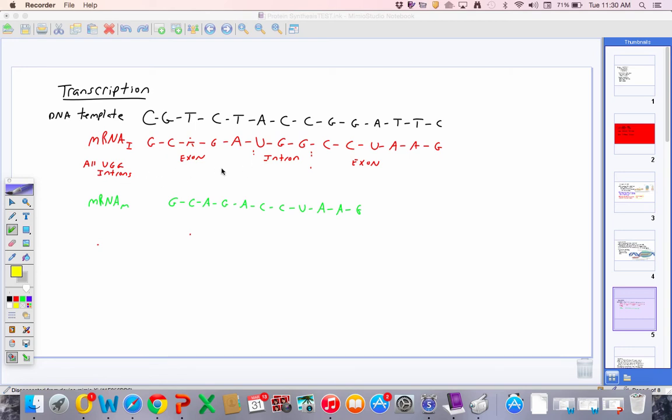And for our purposes, and I'm making this up, we're going to say that all UGG sections are the introns. So there's a UGG, and that's it. So that's our only intron. So that's going to be removed. We're going to take that out. And what's left over are the exons, and those two will get spliced together to make a mature mRNA molecule, GCA, GAC, CUA, AG.